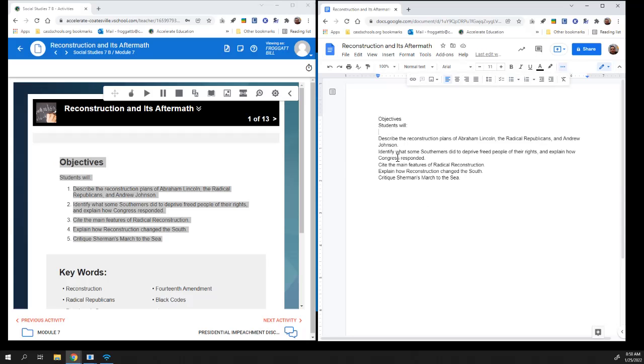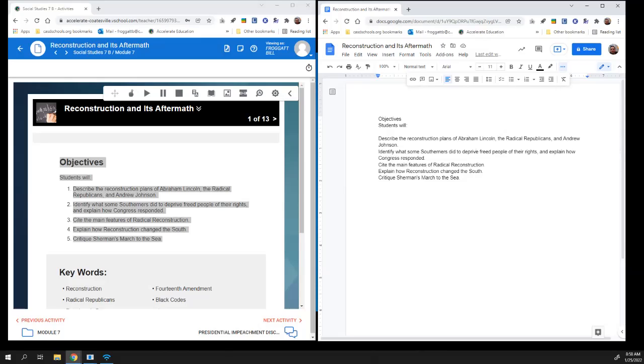So the objectives for this lesson are: describe the Reconstruction plans of Abraham Lincoln, the Radical Republicans, and Andrew Johnson. So there were three different plans. We can automatically assume that. Identify what some Southerners did to deprive freed people of their rights and explain how Congress responded. So right after the Civil War, it wasn't like poof, freedom just reigned supreme. There were a lot of steps that had to happen in order for people to truly be free, okay?